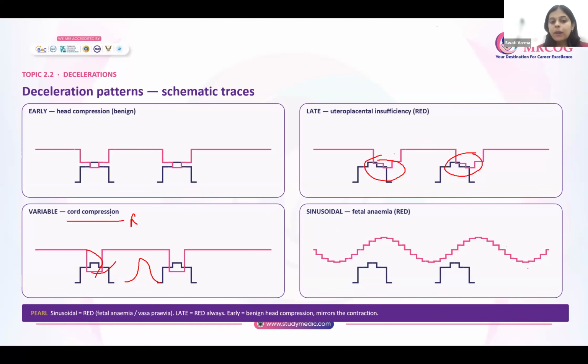Variable is because of cord compression and it may be white, amber or red. Sinusoidal is like this, fluctuating. The whole of the baseline seems to be fluctuating like this. So it is associated with fetal anemia, often vasa previa or bleeding abruption. So it is always red and the delivery needs to be expedited.